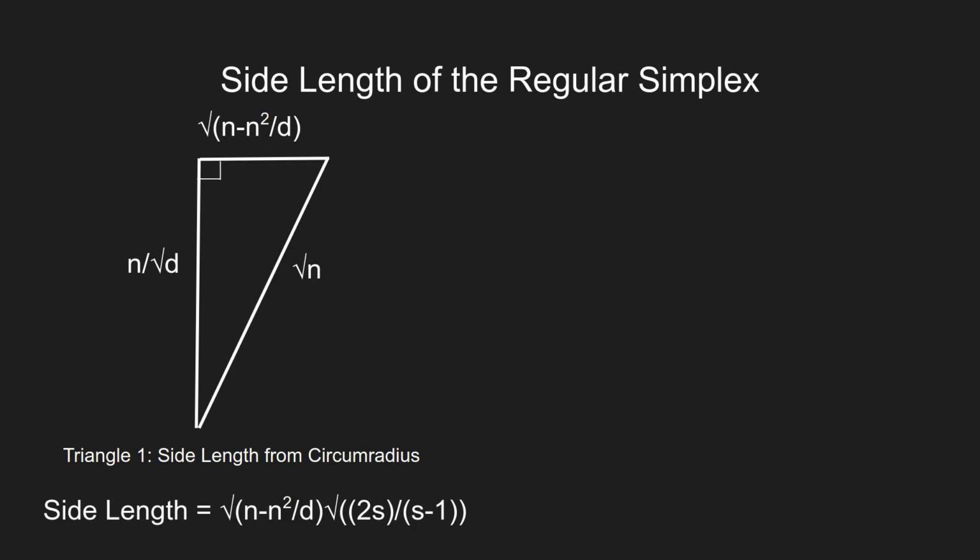We can relate this distance to the side length of the simplex by dividing by a factor which I won't derive here, but which is the ratio of the regular simplex's side length to its circumradius as a function of the number of points used to form the simplex. I will leave a link in the description to a derivation of this result, but for now, let's just multiply our result by the square root of 2s over s minus 1 to arrive at the side length of our simplex. Now let's calculate the side length of the simplex directly without using the circumradius.